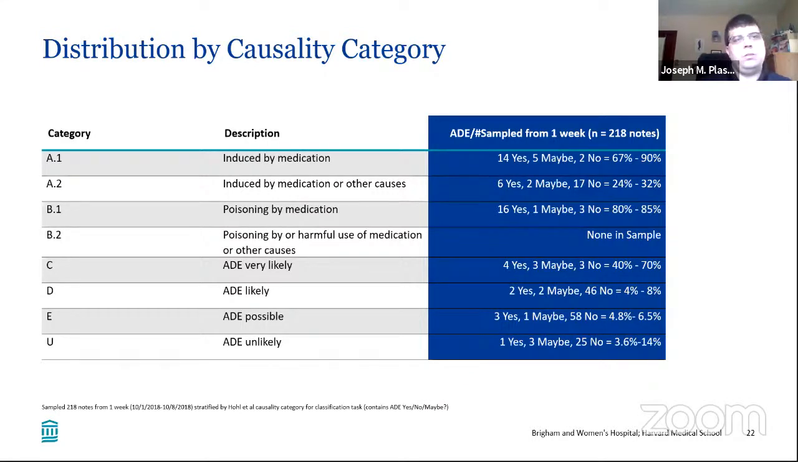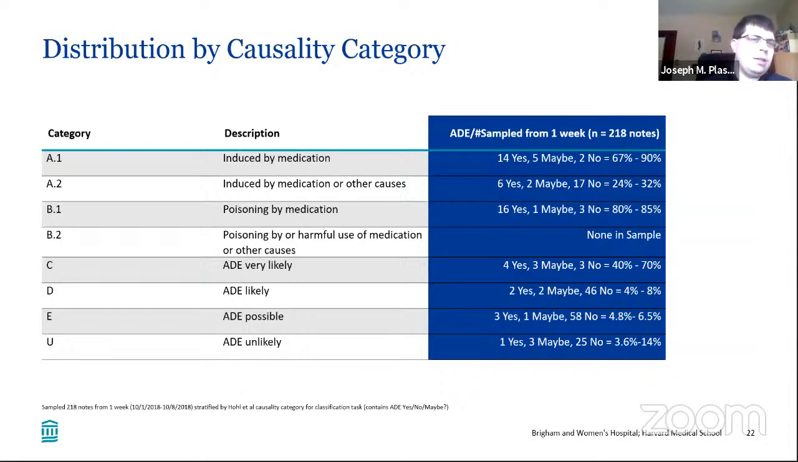So we sampled 218 notes from 1 week of encounters, and these were stratified by the causality category as part of a classification task. Notes were classified as either yes, no, or maybe containing an adverse drug event. As you can see, the percentage of ADEs sampled varied by category, and within the A1 category, for example, we had 67 to 90% of these notes representing an ADE encounter if we counted the maybes as yes or no.